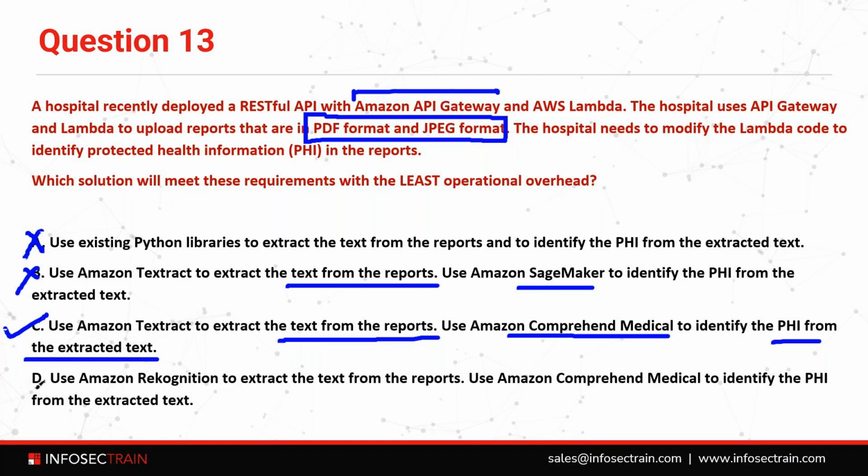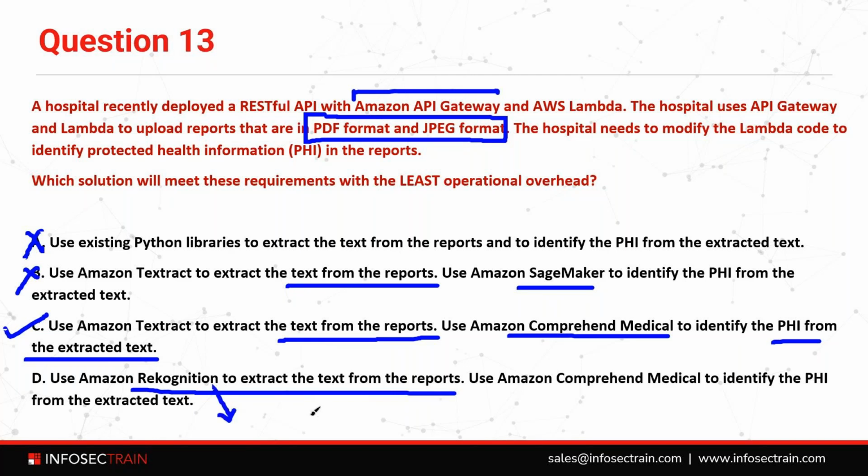Okay, let's explore the D as well. Let's see what the D is, correct or not. The D is Amazon Rekognition. Rekognition is a service to extract the text from the respective report? I would say that is not the job of Rekognition. Rekognition is to recognize.